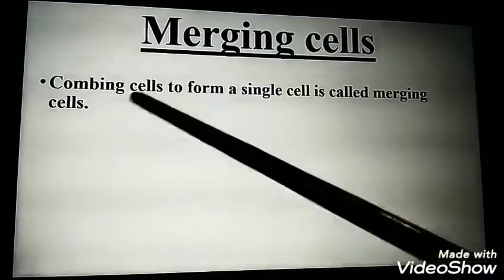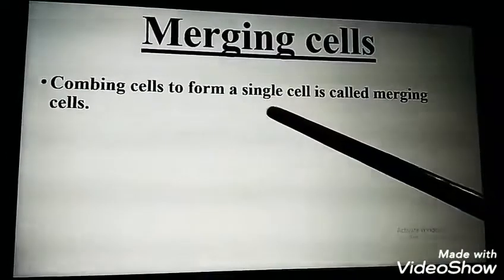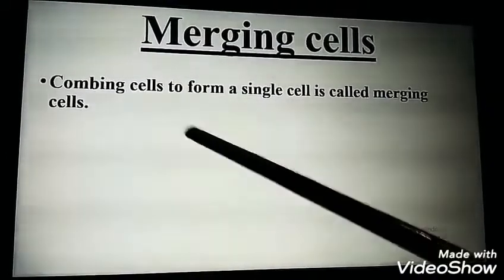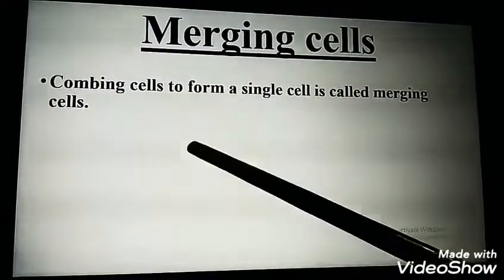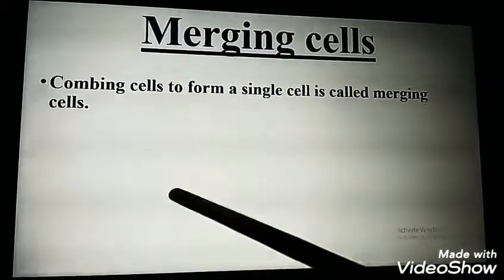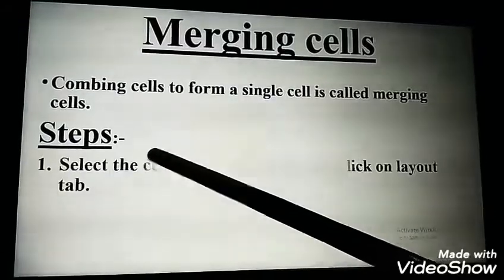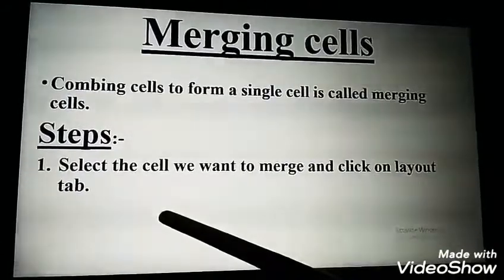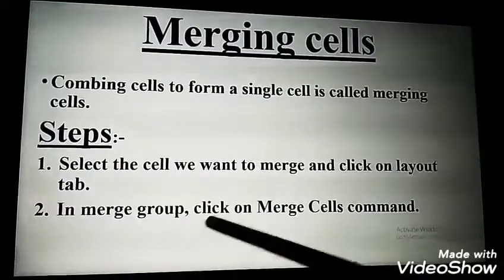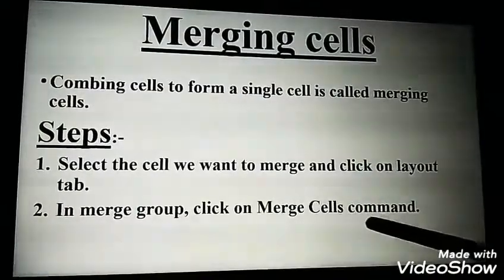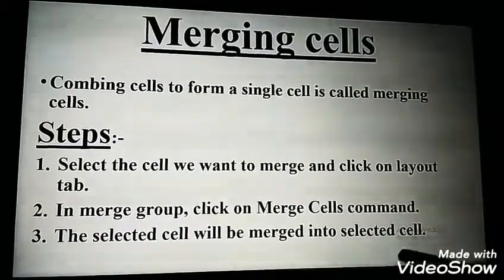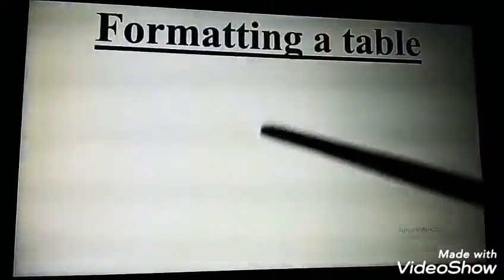Next, merging cells. What is merging cells? Combining cells to form a single cell. When many cells are there and we have to combine them, this is called merging cells. The steps are: select the cells we want to merge and click on the layout tab. Then in the merge group, click on the merge cells command. The selected cells will be merged into a single cell.